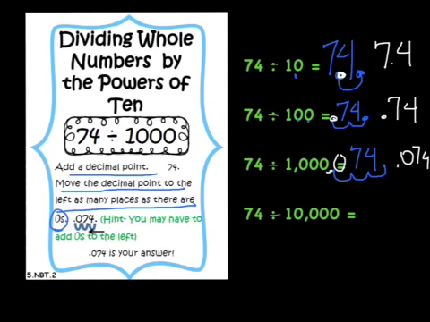And when we divide 74 by 10,000, we have 74. Add your decimal. There are 1, 2, 3, 4 zeros, so we move 1, 2, 3, 4 decimal places. Add your decimal and 2 zeros. 74 10,000ths.